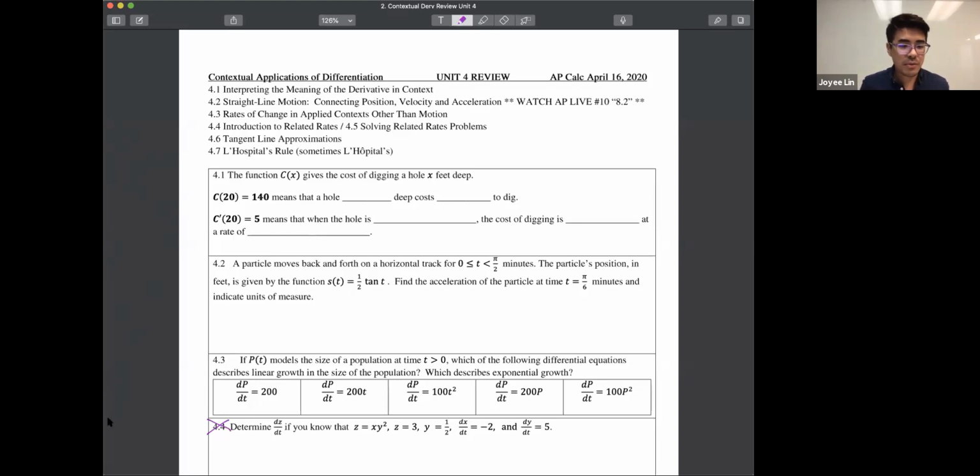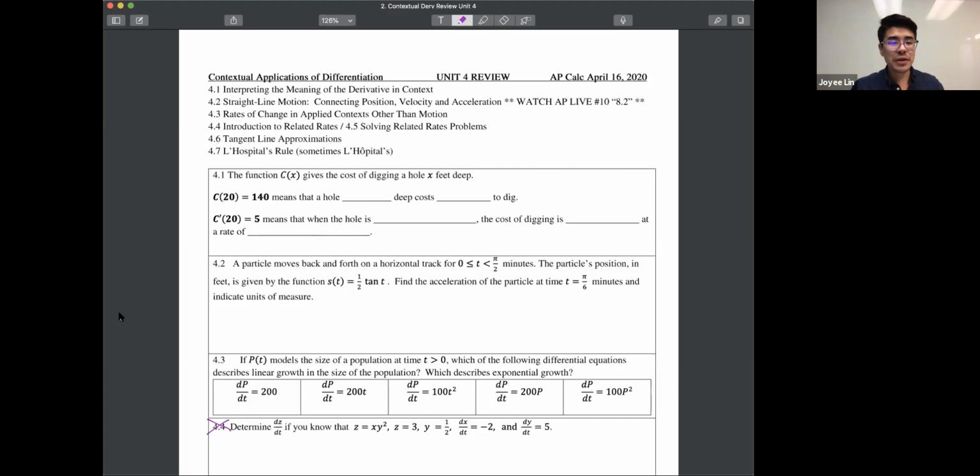Going to ask you for number 1 first. So C of 20 is equal to 140. The function C of x gives the cost of digging a hole x feet deep. So what does C of 20 equals 140 mean? Does it mean that a hole 140 feet deep costs $20 to dig? Or a hole 20 feet deep costs $140 to dig?